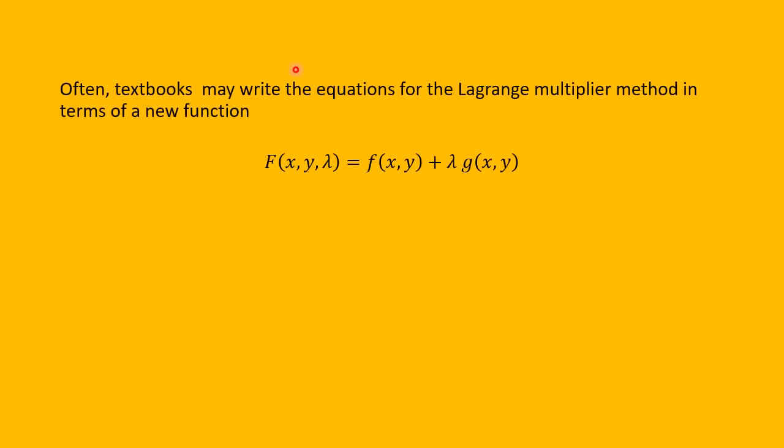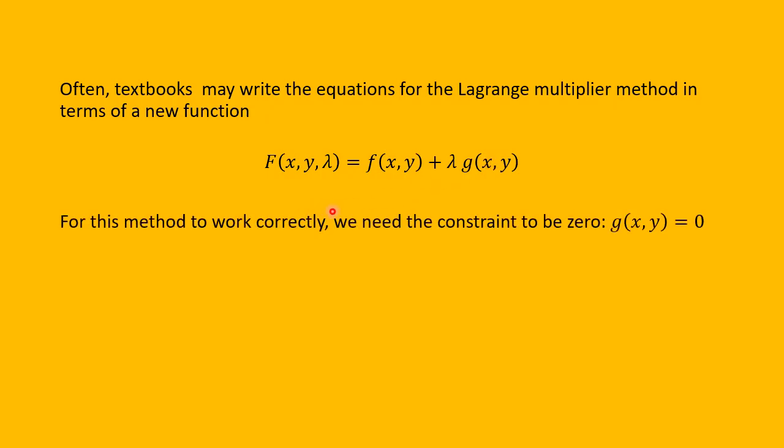Often in textbooks, we may write the equations for the Lagrange multiplier method in terms of a new function. We'll call it capital F, and it's going to be a function of 3 variables, x, y, and the Lagrange multiplier lambda. And this new function is going to equal little f of x y, the function to be optimized, plus the Lagrange multiplier lambda times g of x y. And g of x y gives us the constraint, g of x y equals 0.